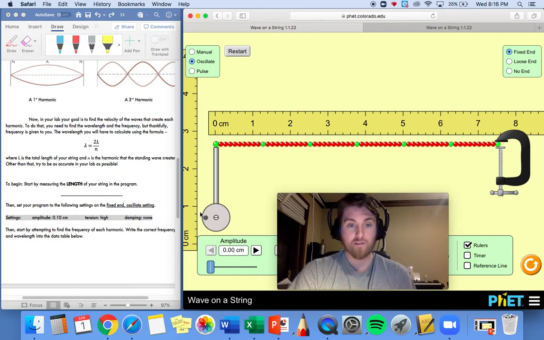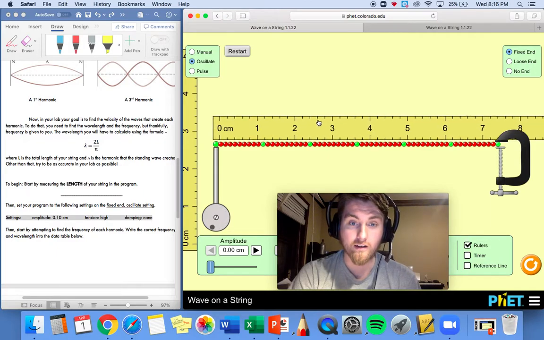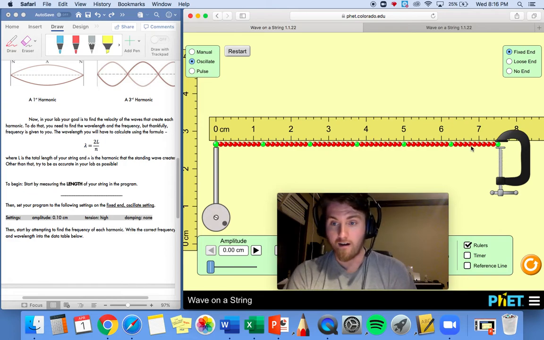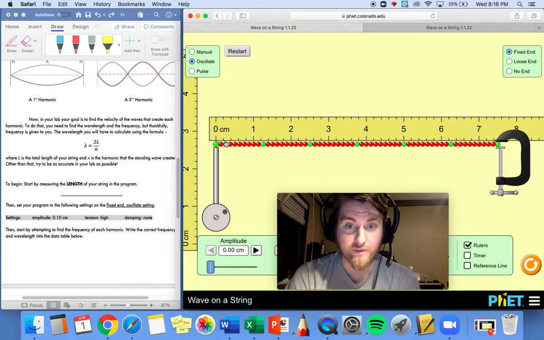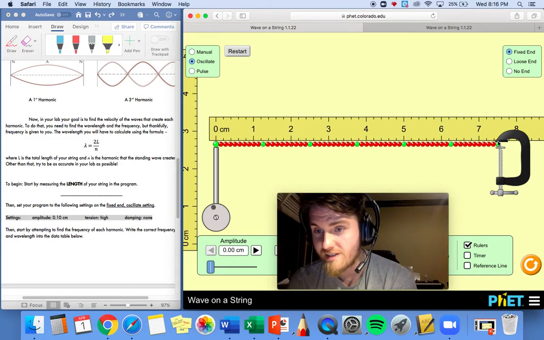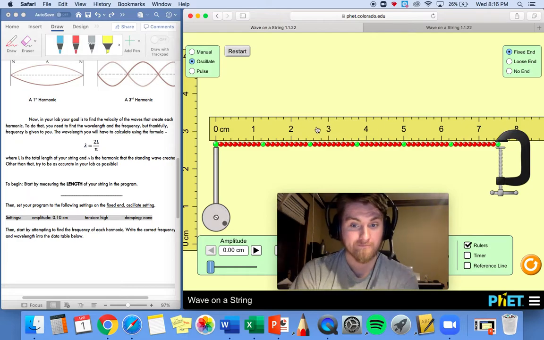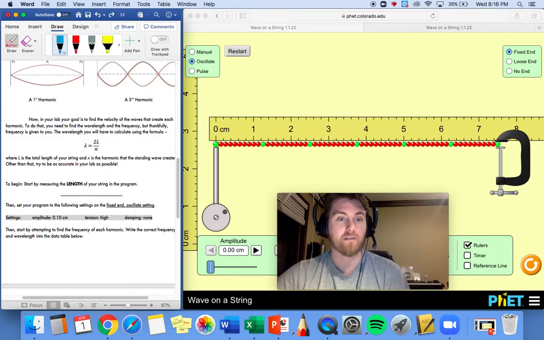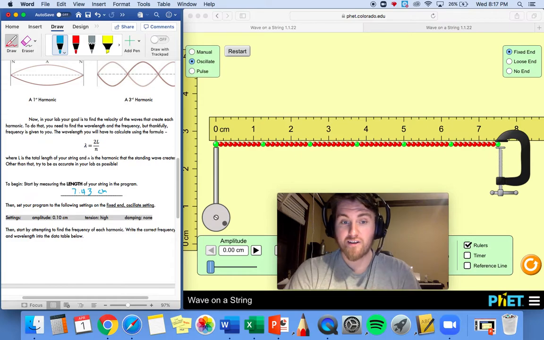So I'm going to measure the length of my string first, however long my string is from the very, very center here all the way over to this side. So you notice for me, it's about 1, 2, 3, 4, 5, 6, 7. This is 7.4, 7.43 centimeters is probably what I would write here for the length of my string. So I would do 7.43 centimeters.